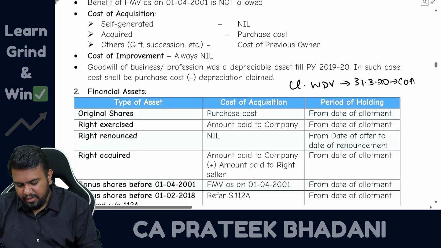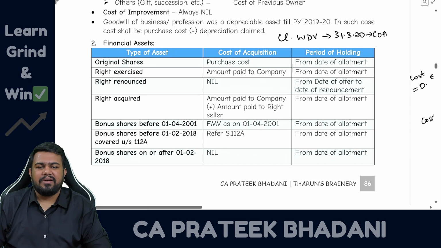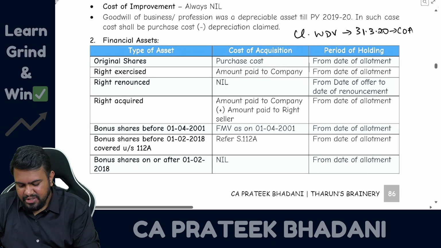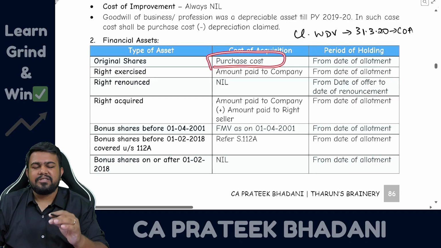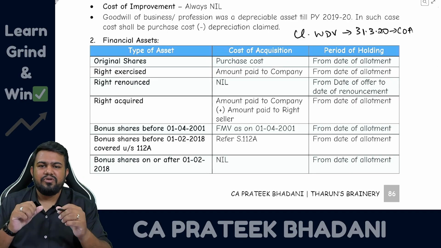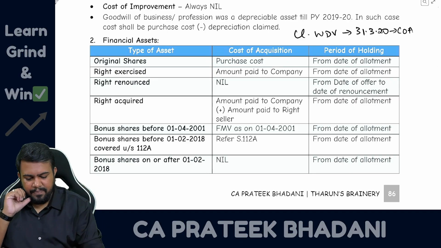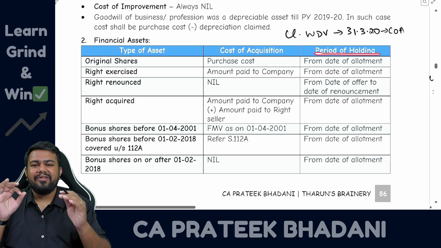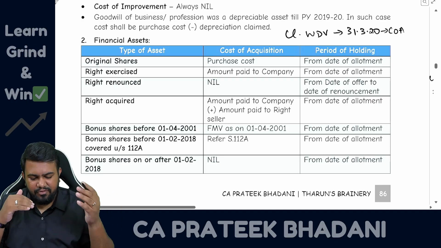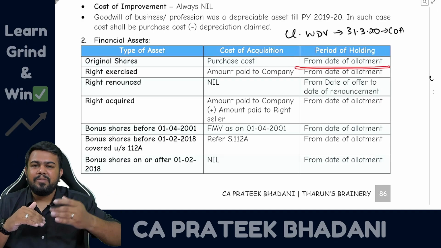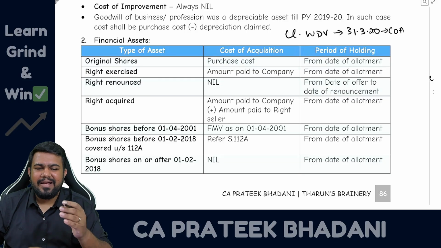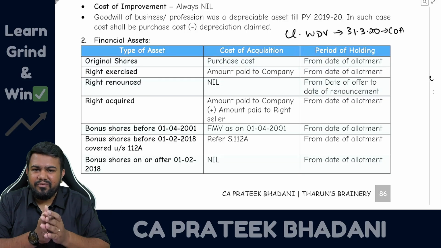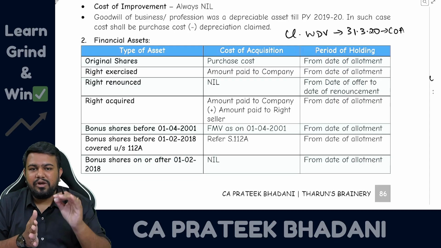Fine. Now let's talk about financial assets. Firstly, shares. In case of shares, what is the cost of acquisition? Cost of acquisition is purchase cost. So the value for which you are buying the shares, that is only the cost. Then the period of holding. From when will the period of holding start? The period of holding will start from the date of allotment of shares onwards. So when you buy, that date is not considered as the starting date. The starting date will be the date on which the shares are allotted to you.